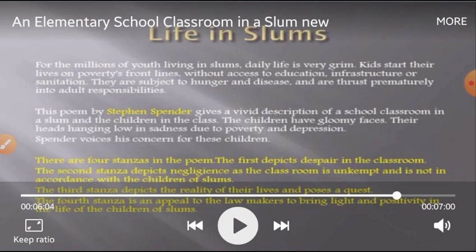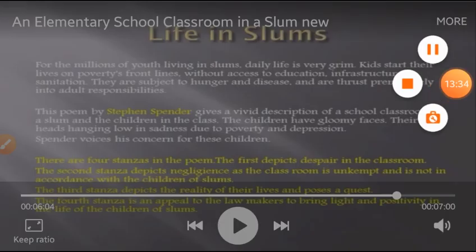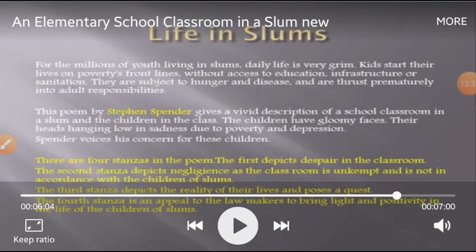The children have gloomy faces, their heads hanging low in sadness due to the poverty and depression. Spender voices his concern for these children. Now the poem has been divided into four stanzas. Quick introduction of these stanzas.